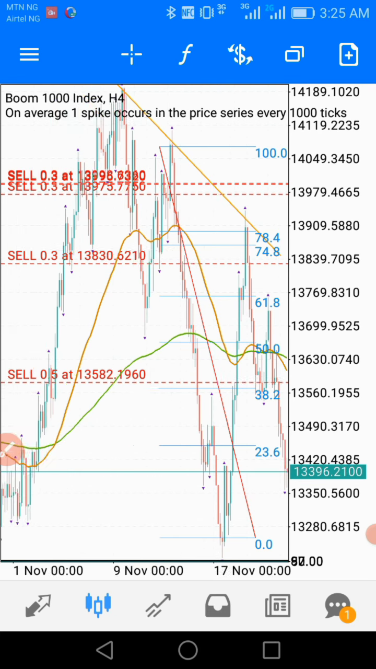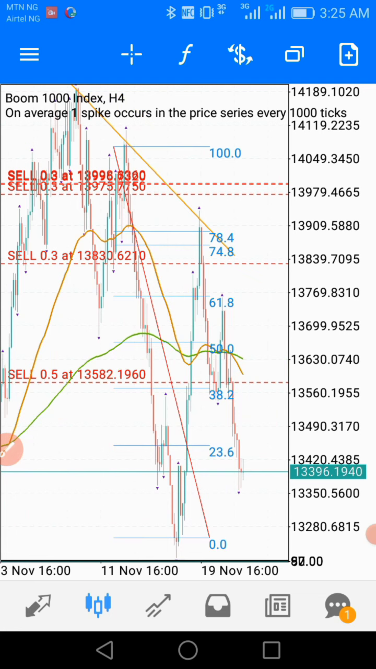But to really appreciate its usefulness, we might want to know how these ratios came to be, the ratios you see on the screen now: 0, 23.6, 32.8, 61.8, which is the most significant and is called the golden ratio. Knowing how they came to be will help you appreciate them more, even their application.